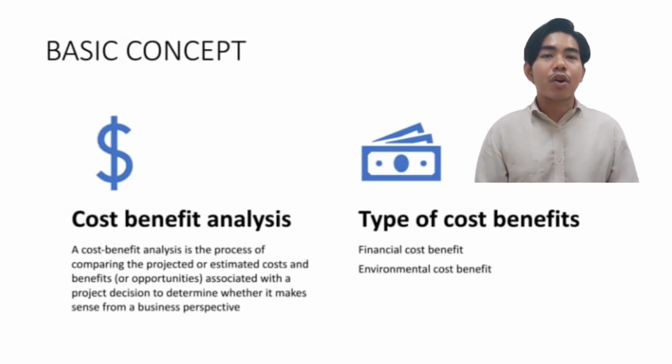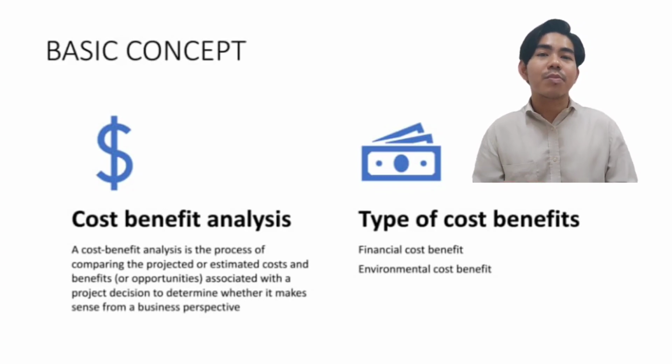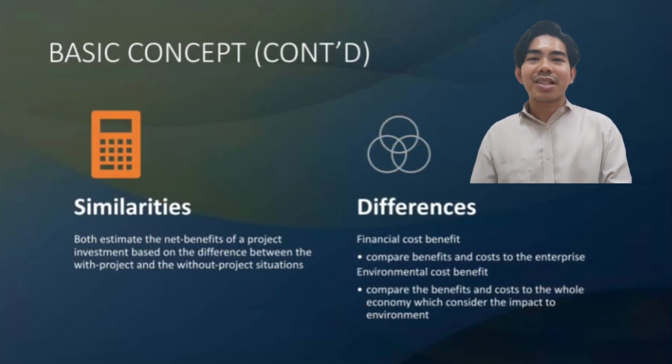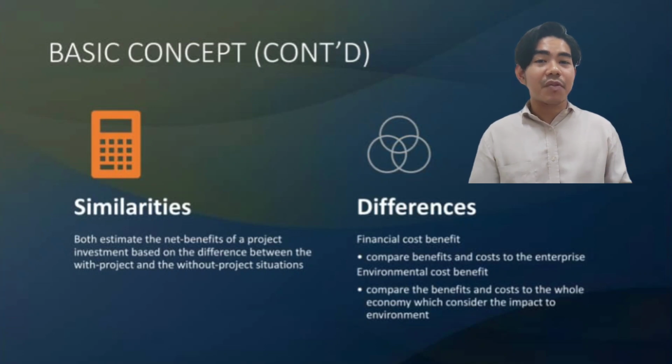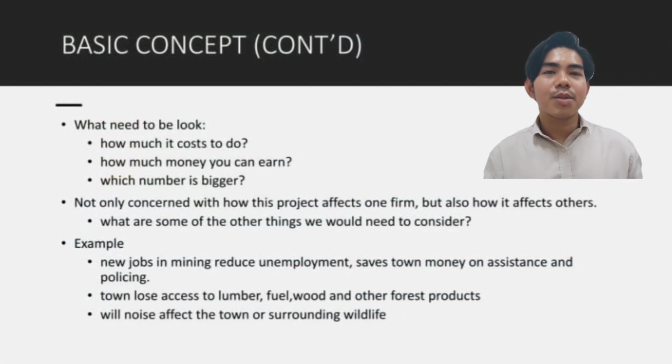There are 2 types of cost-benefit analysis, which are financial cost-benefit and environmental cost-benefit. So what is the similarity between financial and environmental cost-benefit? Both estimate the net benefit of project investment based on the difference between the with-project and without-project situations. Now let's look at the difference. Financial cost benefit compares benefits and costs to the enterprise. However, environmental cost benefit compares benefits and costs to the enterprise and also considers the impact on the environment. That's one of the basic concepts.